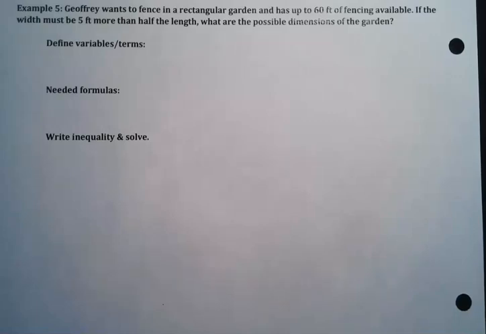Okay, so let's look back at this. Jeffrey wants to fence in a rectangular garden, has up to 60 feet of fencing. If the width, okay, so the width must be 5 feet more than half the length. What are the possible dimensions of the garden? Okay, so when we're talking about this, what formulas, what things are we using?